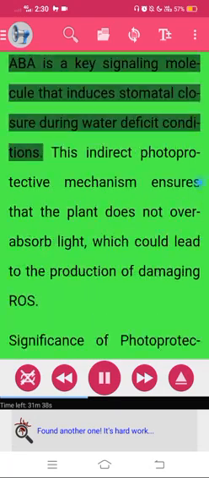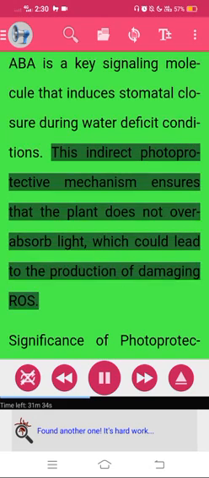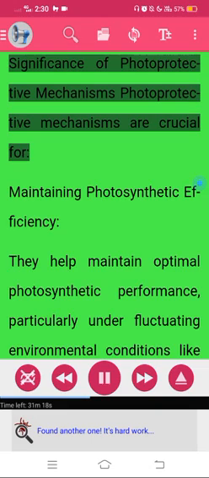This regulation helps in minimizing photodamage. Role of abscisic acid, ABA. ABA is a key signaling molecule that induces stomatal closure during water deficit conditions. This indirect photoprotective mechanism ensures that the plant does not overabsorb light, which could lead to the production of damaging ROS.